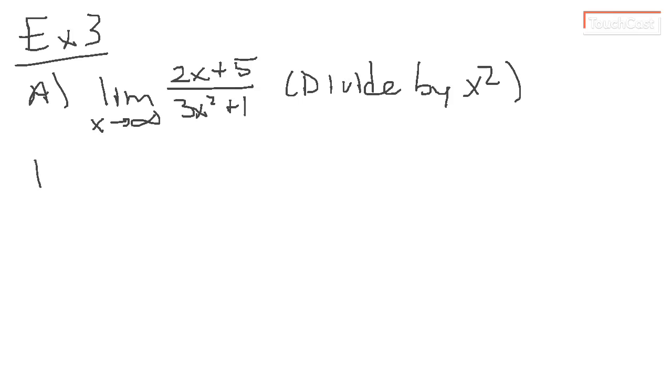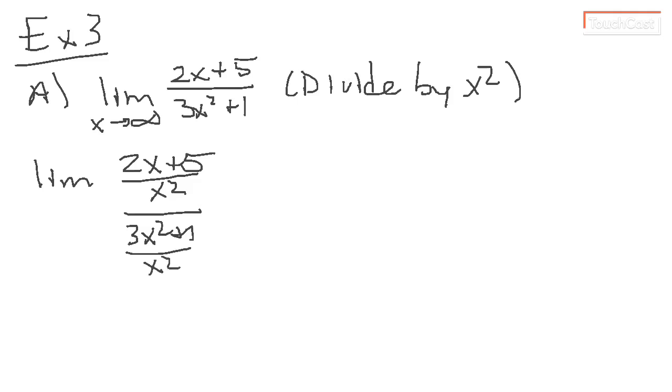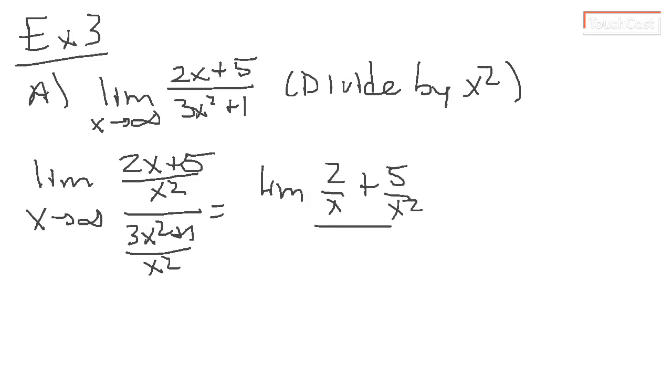So we're going to rewrite this as the limit of 2x plus 5 over x squared over 3x squared plus 1 over x squared as x goes to infinity. And then we can clean this up. 2x divided by x squared, we're going to get 2 over x. 5 over x squared is just going to give us 5 over x squared. Over 3x squared over x squared is 3 plus 1 over x squared. This is all as x goes to infinity.